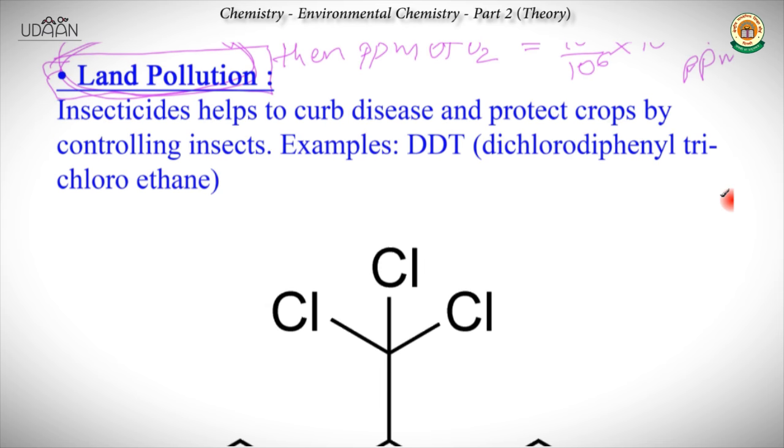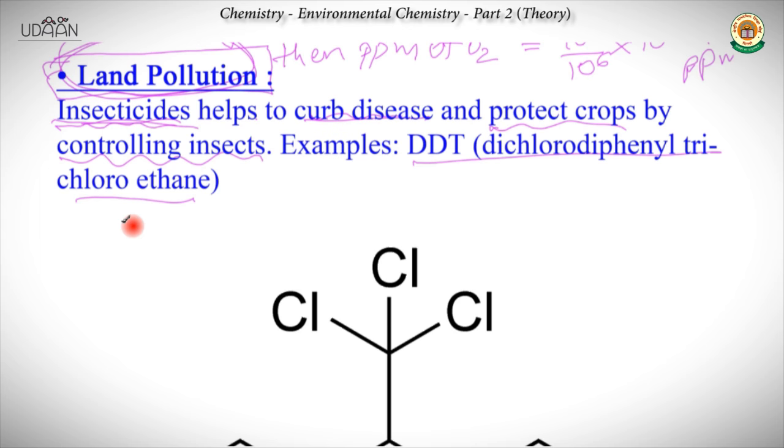So, in land pollution, we would be discussing insecticides. Insecticides help to curb disease and protect crops by controlling insects. That is, we are controlling insects to curb diseases and protect crops. Examples are DDT. But the negative impact such insecticides have is that they are non-perishable, that is, non-degradable. They cannot be degraded by biological mechanisms. So they accumulate in the environment.